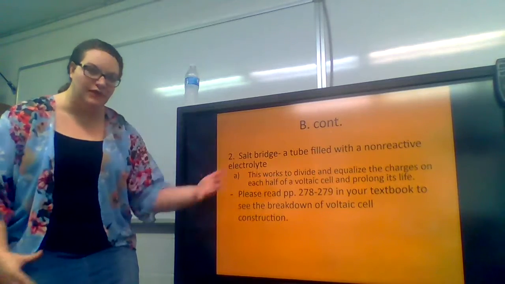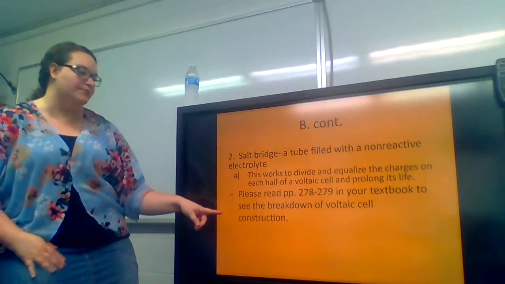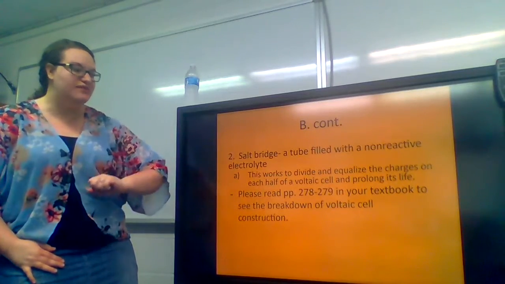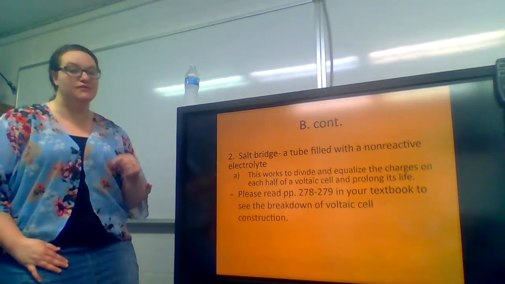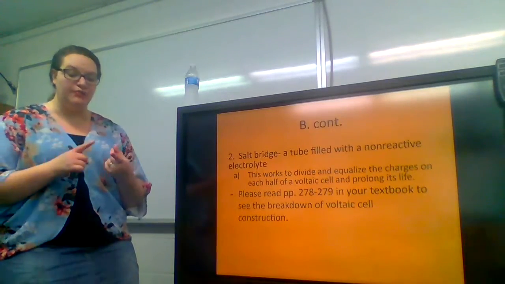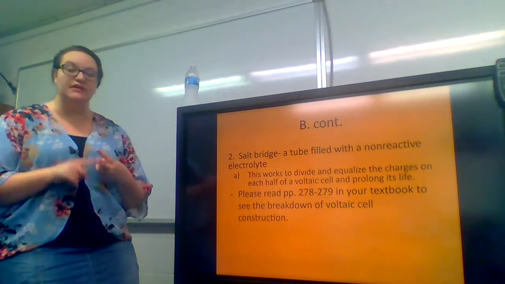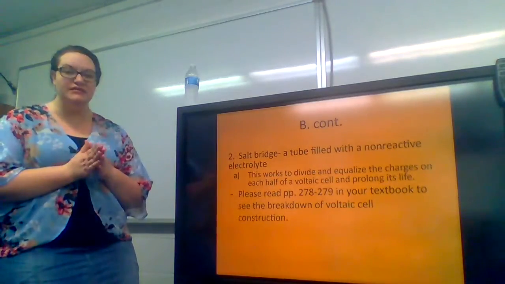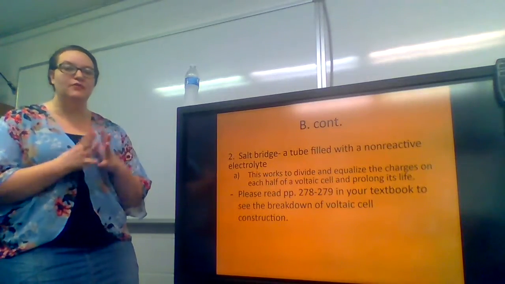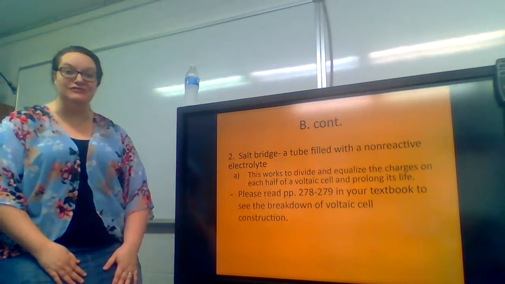Now, I want you guys to do a little bit of reading, so I tucked this note in here for you. Please read pages 278 and 279 in your textbook to see the breakdown of voltaic cell construction. You can read about how it's done, and you can see pictures of how it's done and how the process actually works through. So please look at these pages. See what we would have gotten to do if life had allowed us.